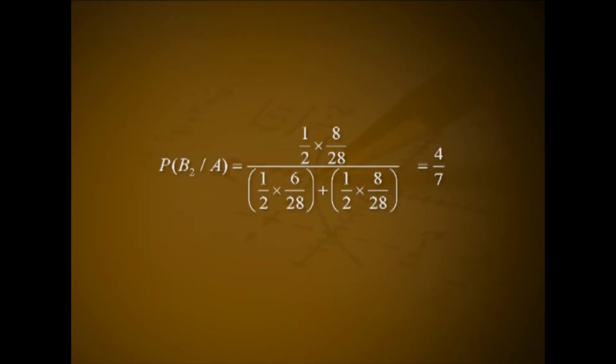This gives P of B2 given A equal to 1 by 2 into 8 by 28 divided by 1 by 2 into 6 by 28 plus 1 by 2 into 8 by 28, that is equal to 4 divided by 7.